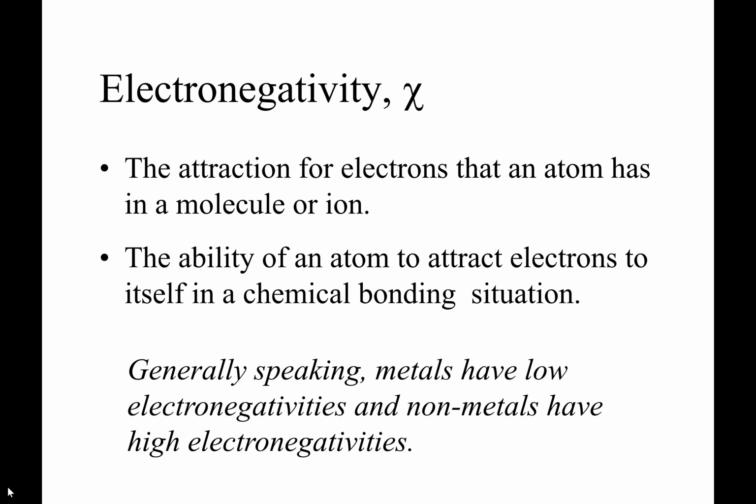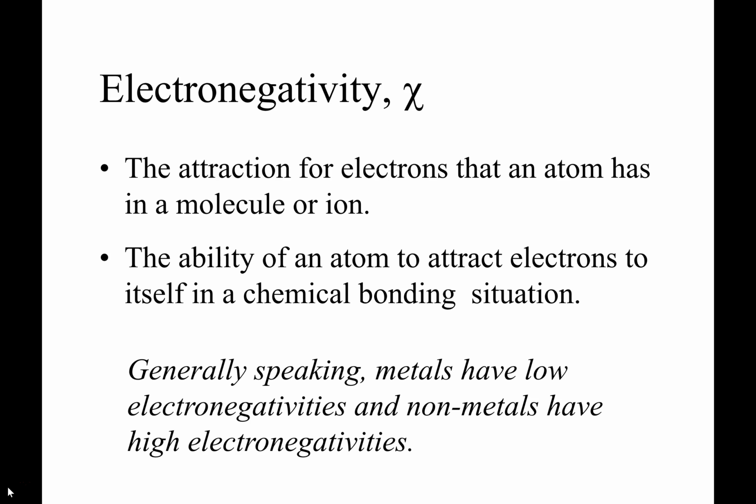So the way this works is metals tend to have low electronegativity values. So what does that mean? I'm going to put M for metals, low chi, low electronegativity. If it has low electronegativity, it's like, hey, I don't want those electrons. Here, you can have them. And so with the low electronegativity, that's why metals tend to give up electrons. We saw that with sodium, didn't we?